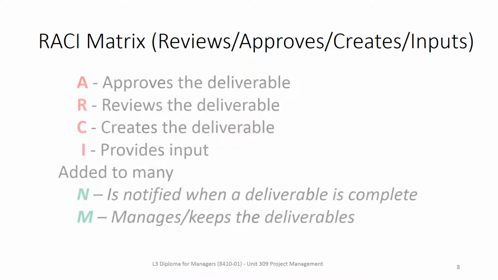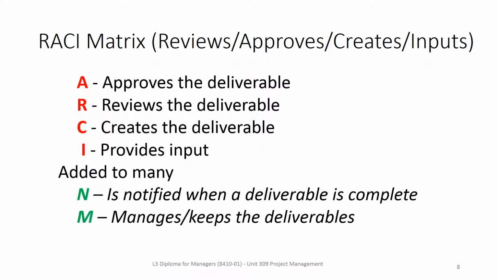So A is about who approves the deliverable. R is reviews that deliverable. C is the person who creates the deliverable, and I would be the person who provides input. And you might also notice, as you can see in the example on the screen, that you do get additions, which is N, that's who needs to be notified a deliverable is complete, and M, about who manages it or who keeps it, who controls it, you could say.